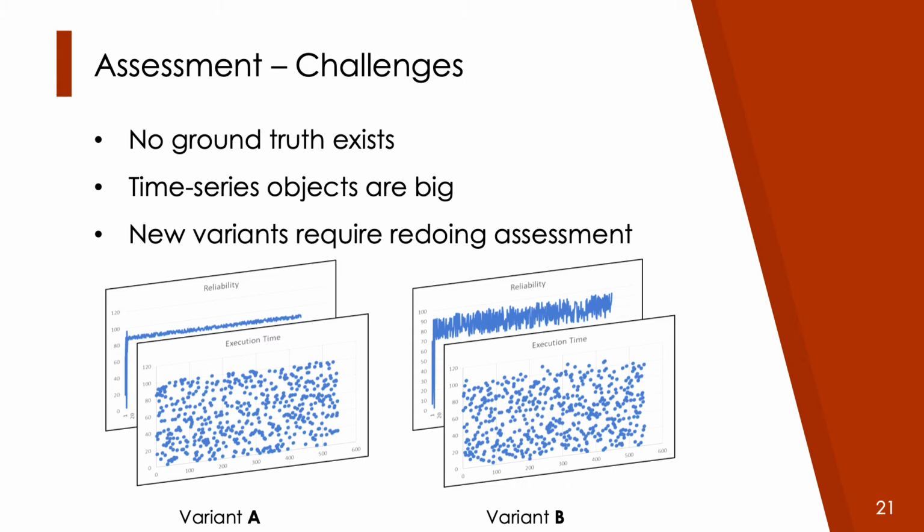Now, some challenges in comparing different time series. The first one is that we don't have a ground truth that the optimal system is going to be behaving in a certain manner. And therefore, we don't really have an optimal time series object that we can compare different variants against. Another challenge is that time series objects tend to get big. For a medium-sized system, we are looking at hundreds of megabytes to gigabytes of data generated for a single variant after a simulation. So comparing thousands and thousands of variants could end up generating hundreds of gigabytes to terabytes of data that need to be analyzed fairly quickly.